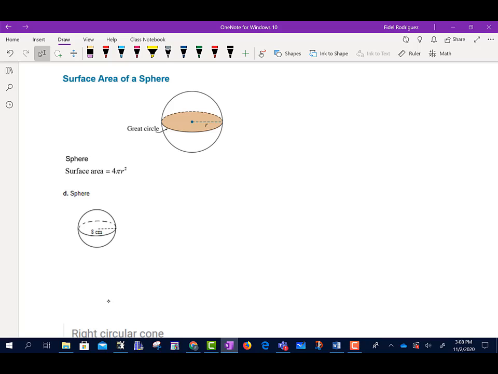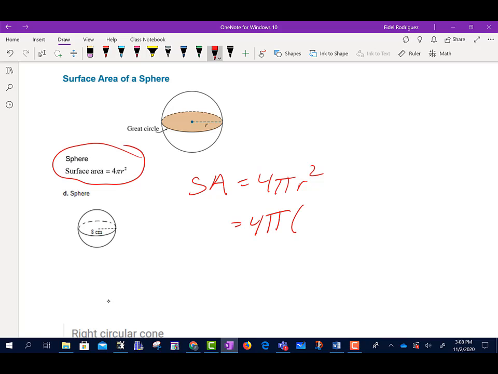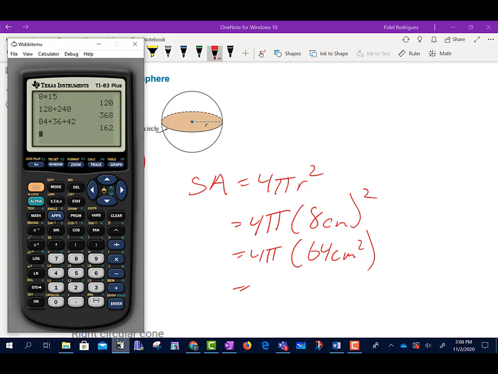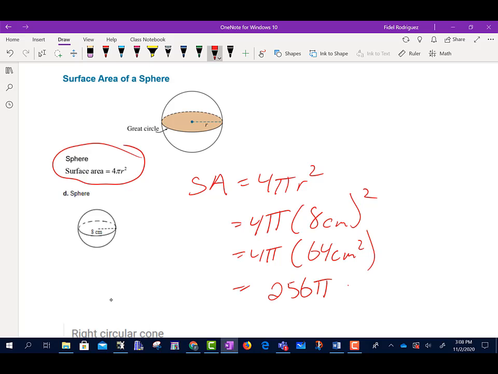Okay, so here's my next formula. We have the formula for the surface area of a sphere. And the surface area of a sphere, the formula is right here. It's 4 pi r squared. So I'm going to write down my formula. 4 pi r squared. So 4 pi, my radius in this case is 8 centimeters. So this is 4 pi times 64 centimeters squared. So let me take my calculator. What is 4 times 64? And I'm coming up with 256 pi centimeters squared. Okay.